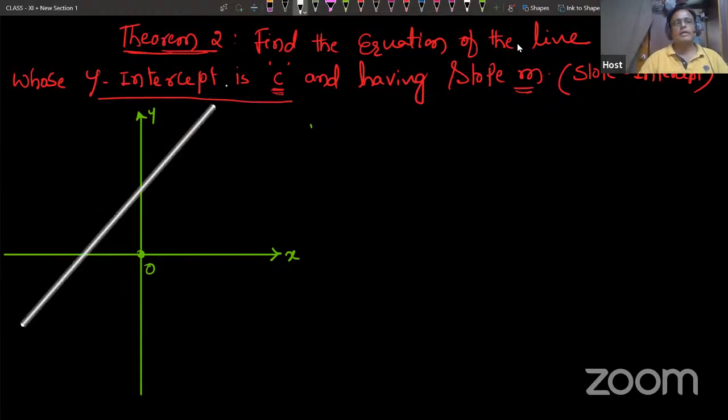Ultimately, we have to find out its equation first. What has he given? The equation of the line whose y-intercept is c. This dotted line is going to be called the y-intercept. In the beginning itself, the y-intercept is given as c units. So this is c units that he has given.